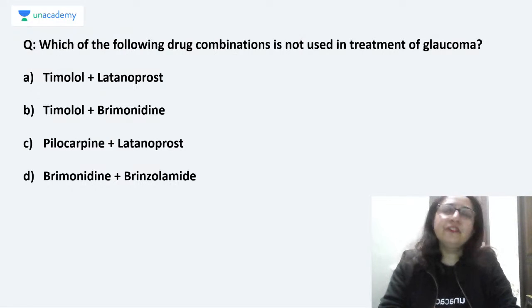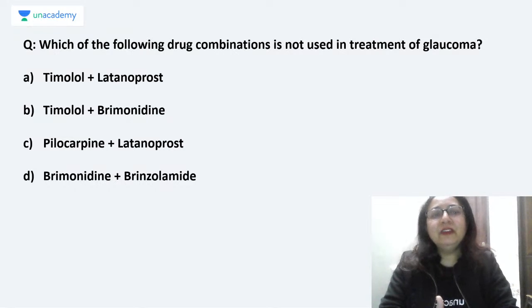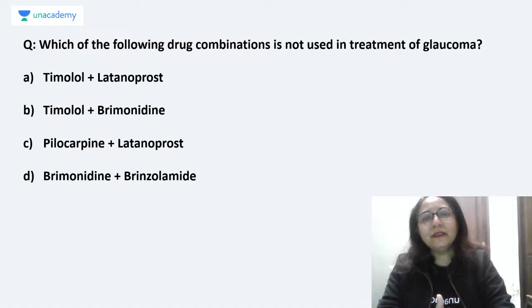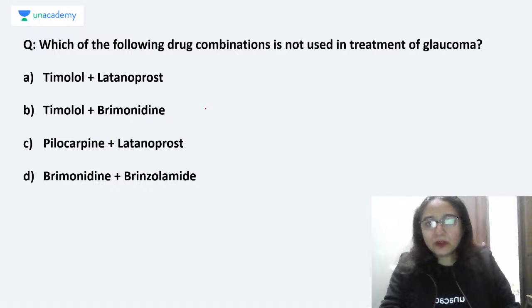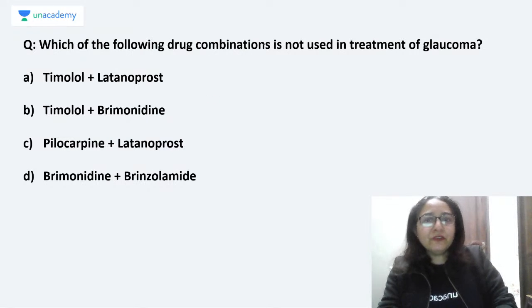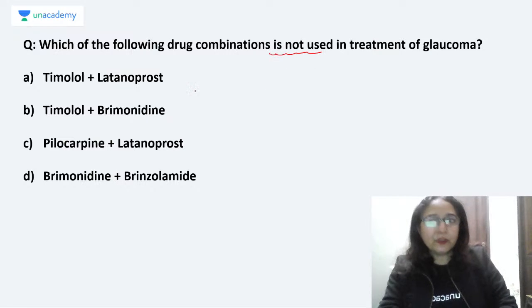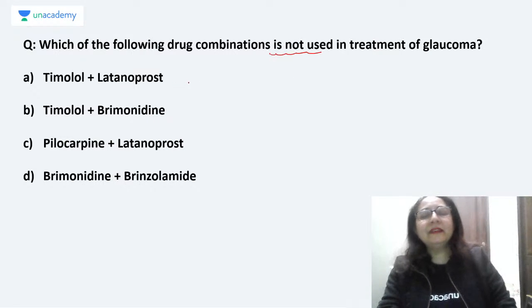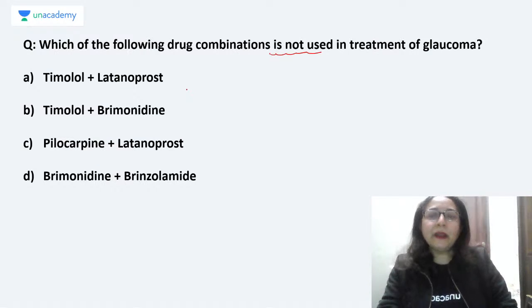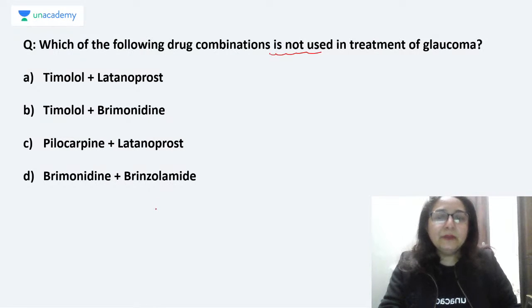Okay, coming to the last question of the session. Which of the following drug combinations is not used in treatment of glaucoma? Okay, glaucoma drugs, again a very important topic from your exam point of view. So here the question is asking, we know in the treatment of glaucoma, the patient can be on monotherapy, that is a single drug, or sometimes when he or she is not controlled with a single drug, you put the patient on a drug combination. So which of the drug combinations is not used? Okay, the choices given to us are timolol plus latanoprost, timolol plus brimonidine, pilocarpine plus latanoprost, brimonidine plus brinzolamide.